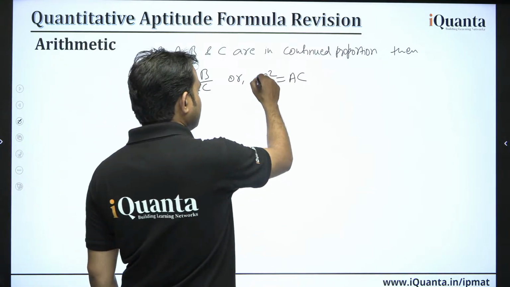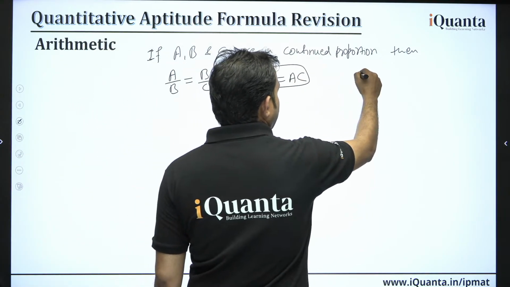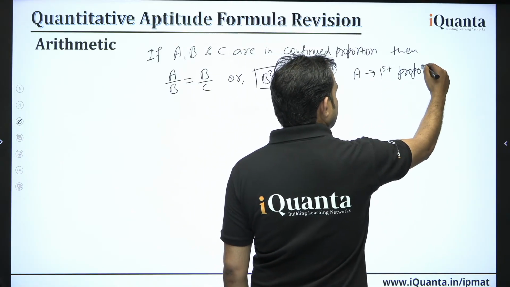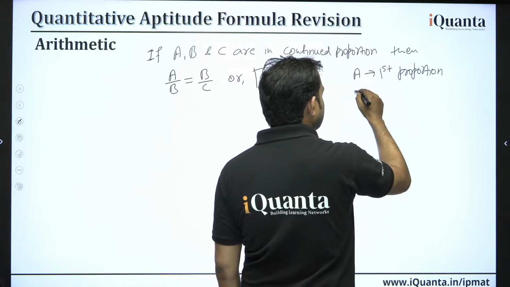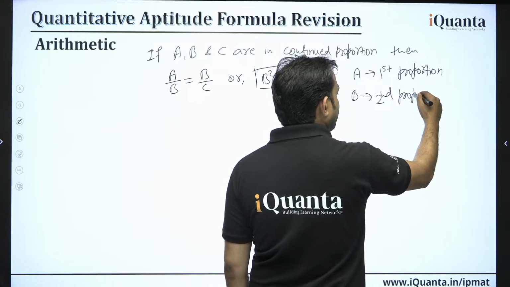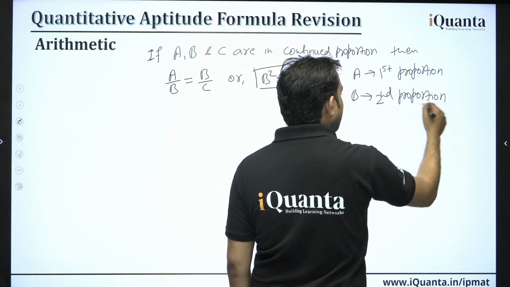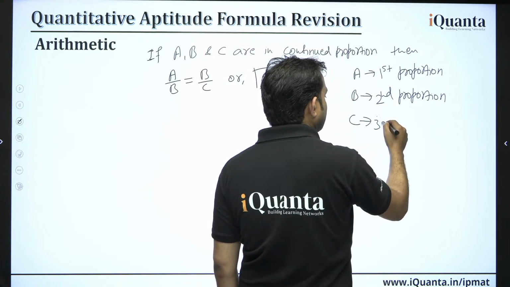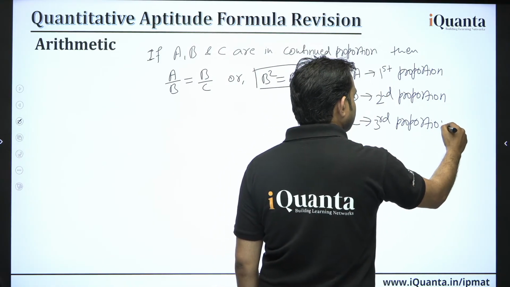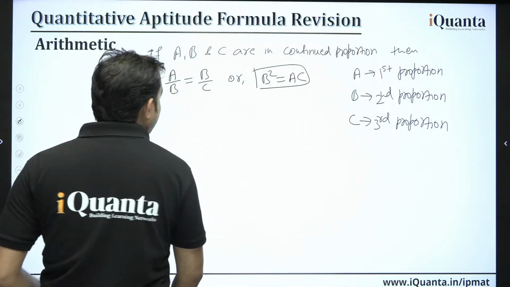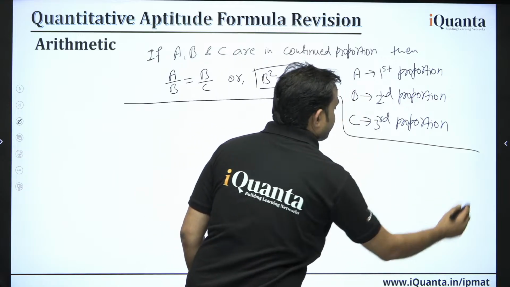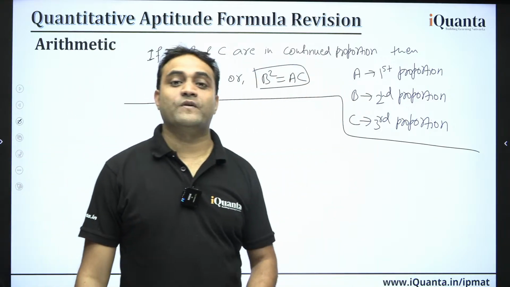Now here, remember, A is known as first proportion, B is known as second proportion, and C is known as third proportion. Now, there are some very interesting facts regarding A, B and C. If any two values are given, how do we find the third value?